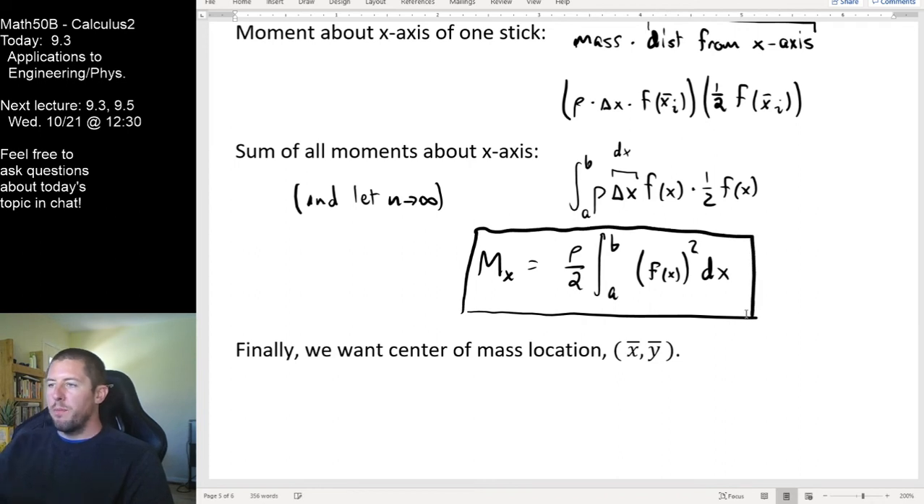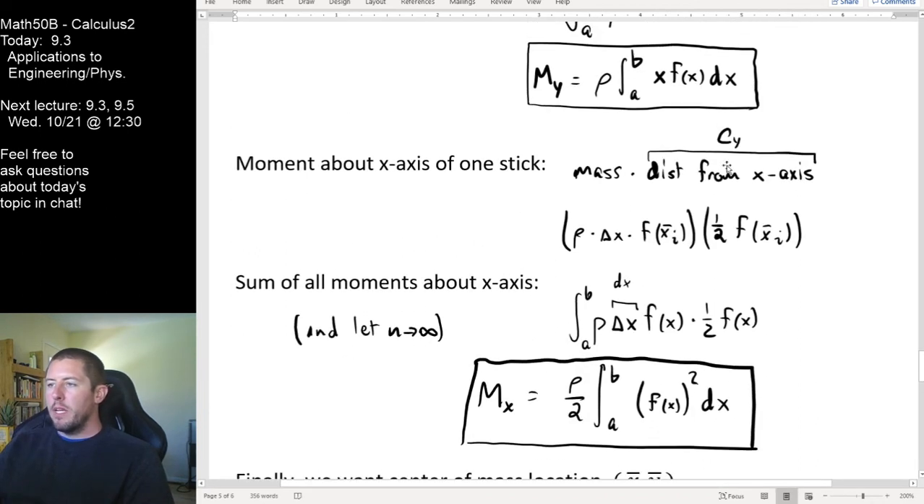Right, so notice that these formulas didn't pan out the same, and that's because one of them had the height f of x times the width x. One of them had the height f of x times the height half of f of x. So that's why we're getting a difference in the formulas for m sub y and m sub x.